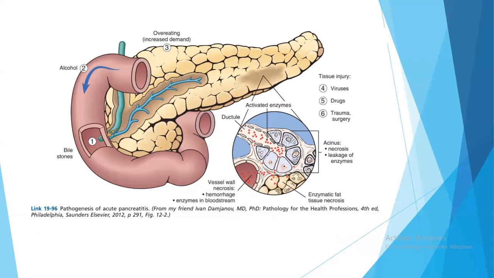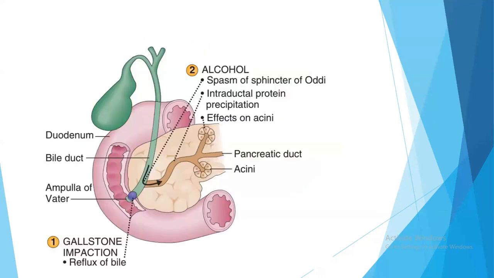Now, pathogenesis of acute pancreatitis. Due to the bile stones, or alcohol, or overeating, like in our patient, he ate a lot of food, or an increased demand, these all lead to tissue injury. Also, the tissue injury can be due to viruses, drugs, and trauma surgery. Then due to the activated enzymes, there is necrosis and leakage of the enzymes, enzymatic fat necrosis, vessel wall necrosis leading to hemorrhage, and enzymes in the bloodstream. So these enzymes are then detected in the lab values.